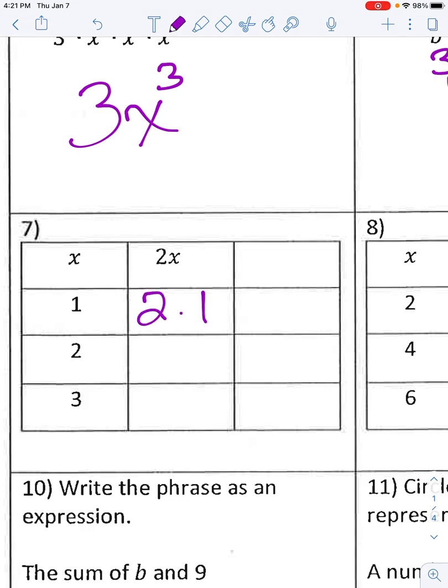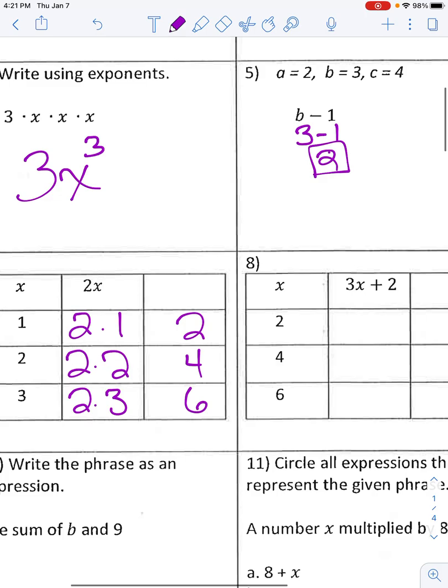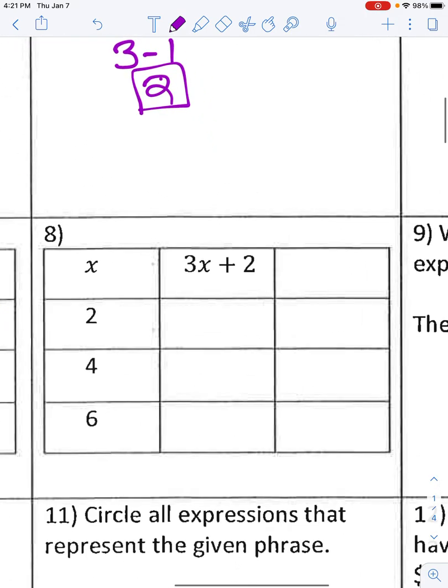Number 7, 2 times x. 2 times x, or 2 times 1 is 2. 2 times 2 is 4. 2 times 3 is 6.